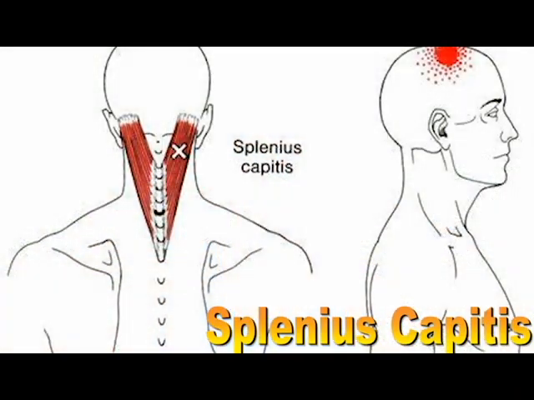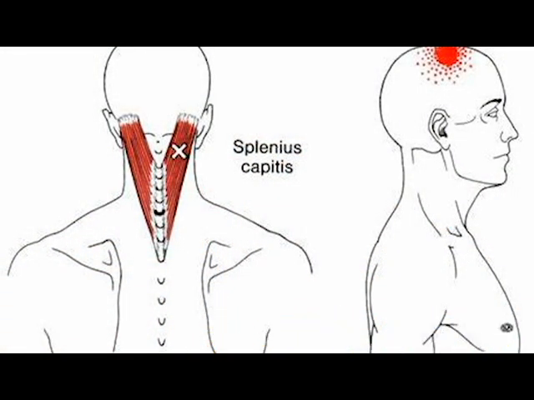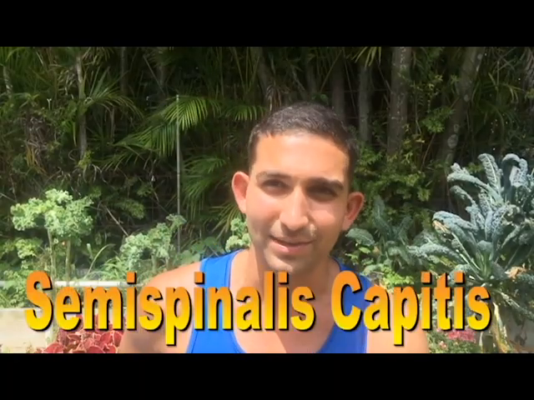They're all very similar. Number 2 is the splenius capitis. This guy causes pain right at the top of your head. Intense pain right here. Moving on ahead, we're talking about semispinalis capitis.